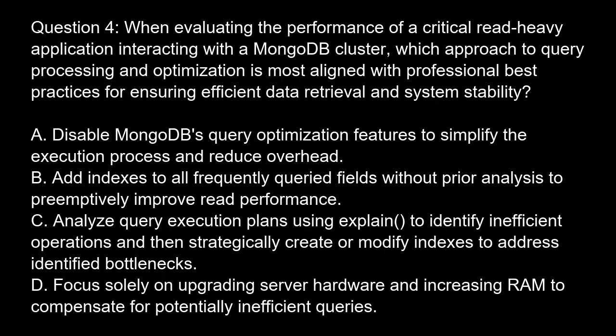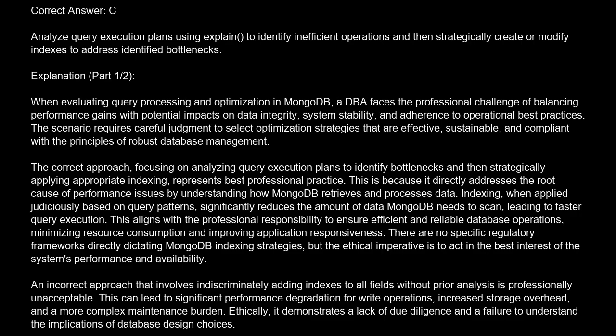Option C. Analyze query execution plans using Explain to identify inefficient operations and then strategically create or modify indexes to address identified bottlenecks. Option D. Focus solely on upgrading server hardware and increasing RAM to compensate for potentially inefficient queries. The correct answer is C. Analyze query execution plans using Explain to identify inefficient operations, and then strategically create or modify indexes to address identified bottlenecks.